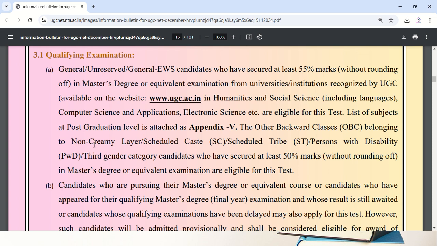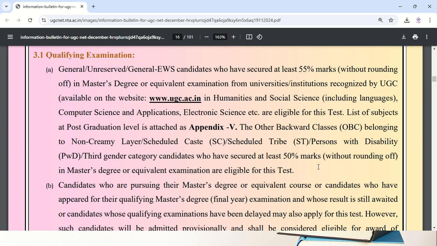And for OBC candidates, under OBC there are creamy and non-creamy, right? I am talking here about non-creamy candidates only. For non-creamy, scheduled caste and scheduled tribe, persons with disability and third gender category persons, they need to get at least 50 marks. This is also the same thing, there is no rounding off. Say for example, if you get 49.9, we will not consider it as 50%. Exactly 50% you need to get in your master degree or equivalent examination.